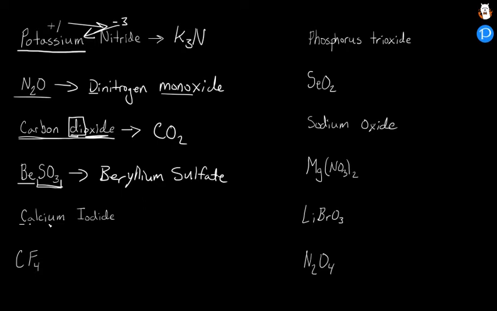Next one, we've got calcium iodide. Calcium is a metal, so this is ionic. So I'm going to use the rules for that one. Calcium is +2. Iodine is -1. So I need 1 calcium and 2 iodines. So CaI2.